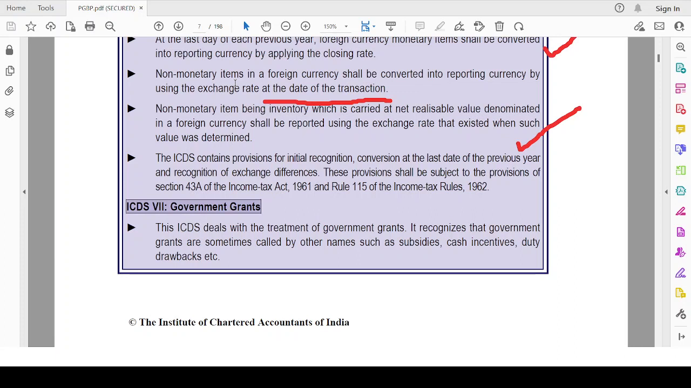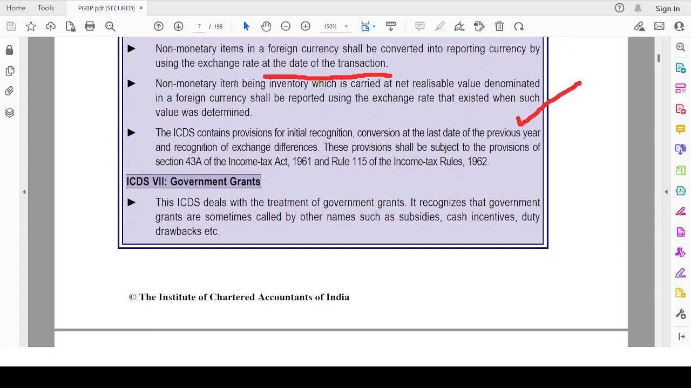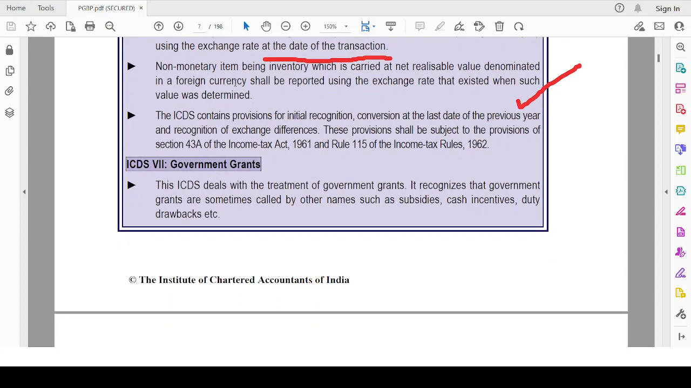So I'm not recording the cost. I'm going to record it at the NRV. I am going to use the exchange rate that was prevailing when the NRV was determined. When the NRV was determined. Okay, all these things have to be disclosed.